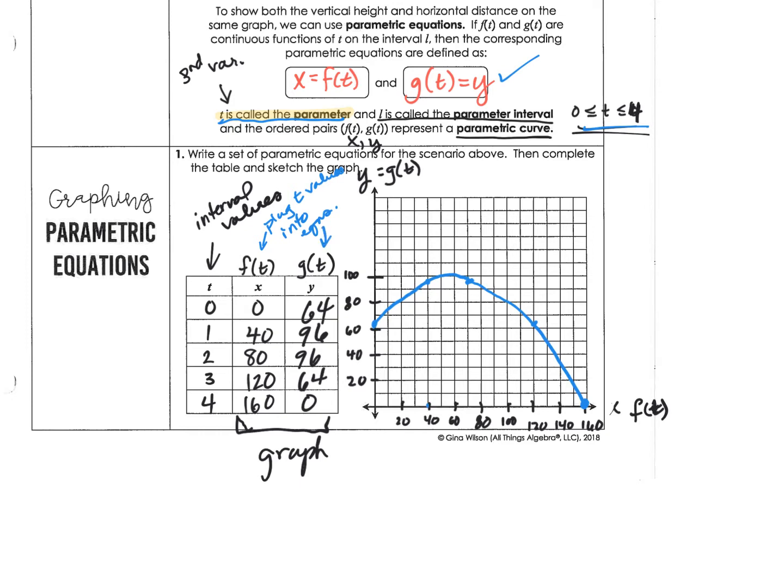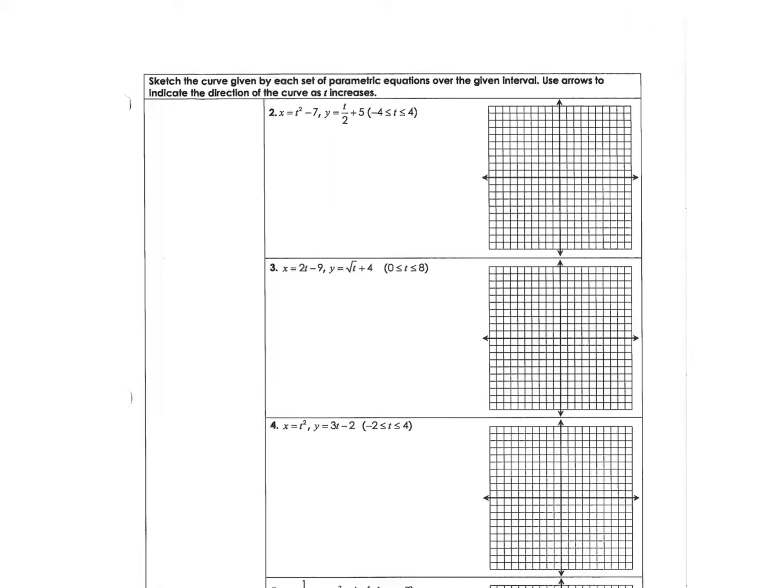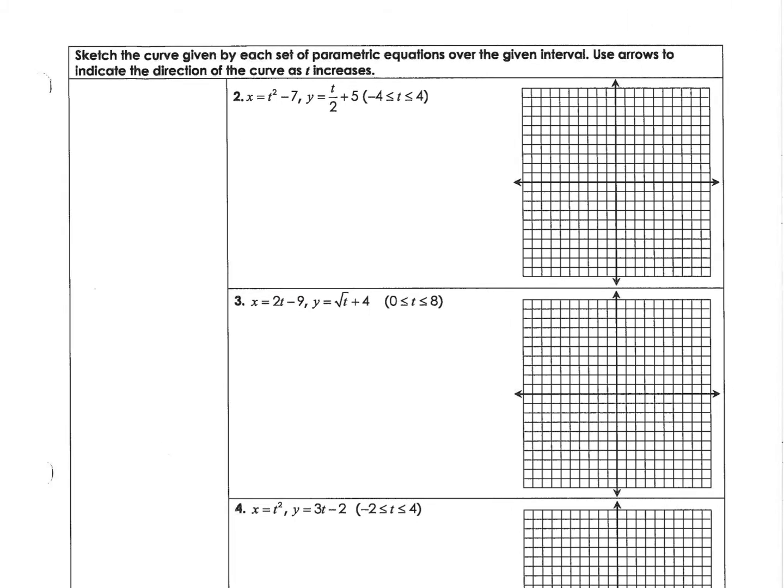So let's practice again. Now, something really cool. I'm going to let you do one more by hand, and then I'm going to show you something really neat. Okay? So it says, graph the curve given for each set of parametric equations over the given interval. Use arrows to indicate the direction of the curve as it increases.